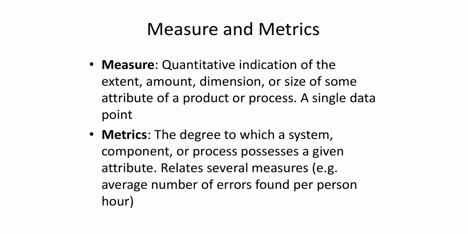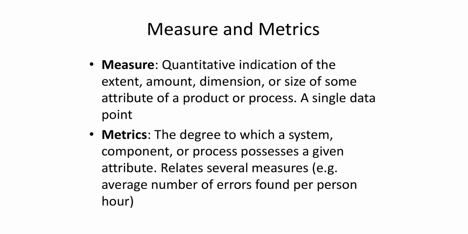Now, what is matrix? Matrix is the degree to which a system or a component or a process possesses a given attribute. That we want to say, what is the average strike rate of a batsman. So we have to find two measures and the relativeness between these two, the degree to which one attribute is related to the other attribute. It relates several measures like average number of errors found per person hour. That means it relates multiple measures, and we can relate two or more measures and find out what the matrix is.